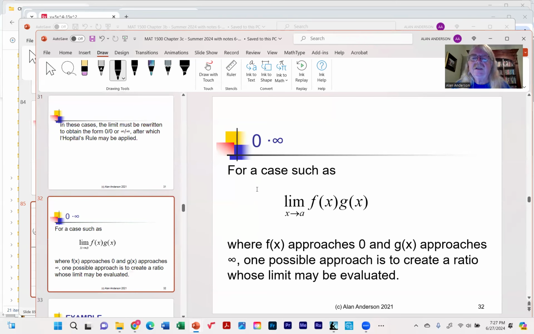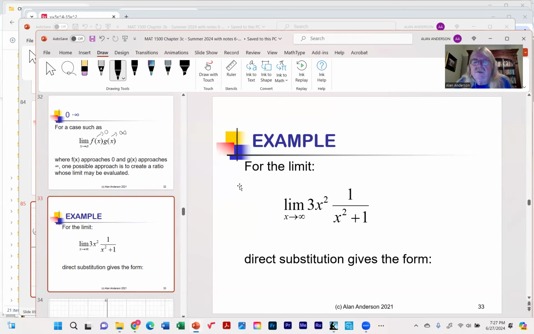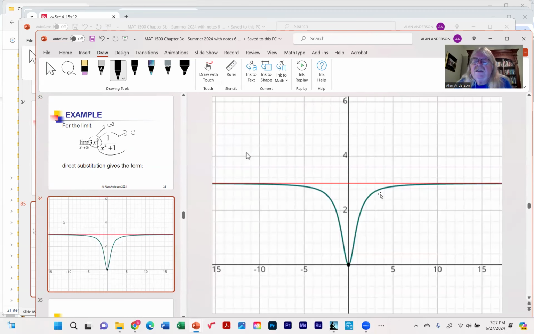Okay. So here's an example. The 0 times infinity cases, so we're assuming that this, let's say this goes to 0 and this is infinity. Well, what do we do now? Like this one. As this approaches infinity, this goes to infinity, but this one goes to 0 because the x is in the denominator. So, oh boy. Now look at this thing.